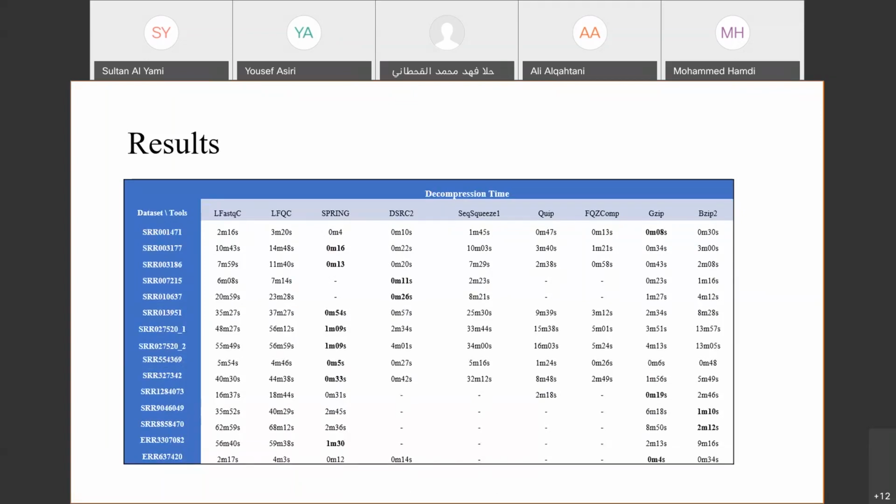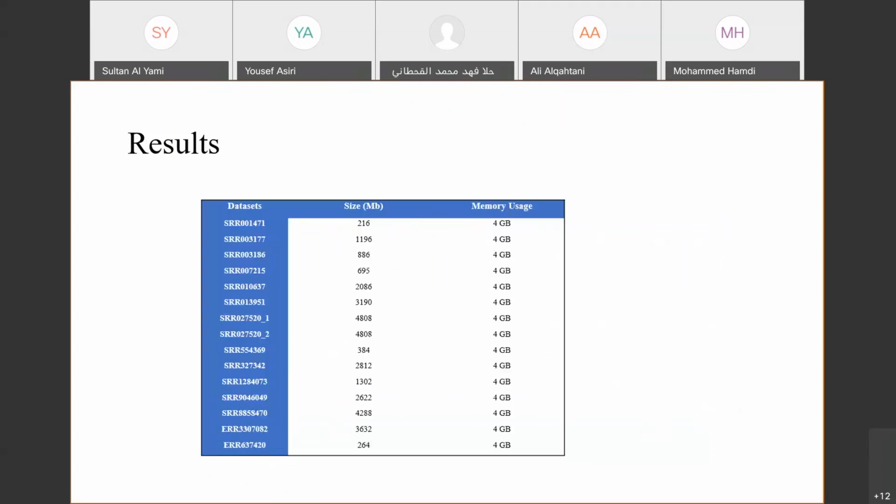The same is true for the decompression speed. TSRCC, Spring, Web, and FQZ comp all finished way earlier than the others. All these tools have high memory consumption that can reach to be linear to the input file, like Spring. And when comparing Elfastekuc to Elfaqc, again, in 14 out of 15, our tool performed better than Elfaqc in terms of decompression speed.